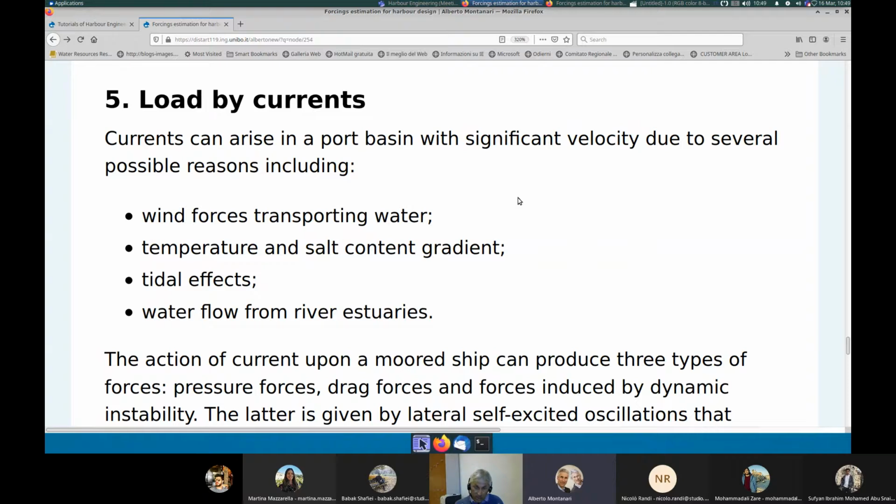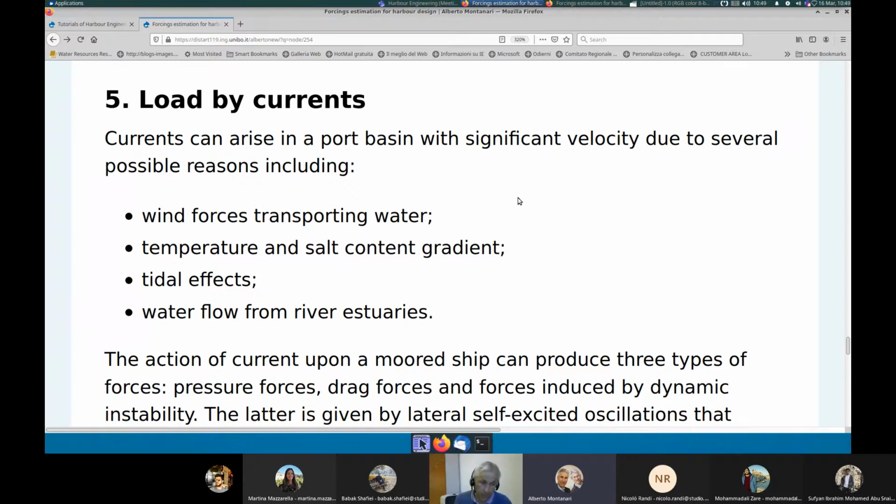So if you have the same level of water with different salinity, then there is a different pressure at the surface of separation between the two salinities, and then you have a movement of water, because different pressure means a translation of water. And also there might be tidal effects, and river flow from estuaries may originate currents.